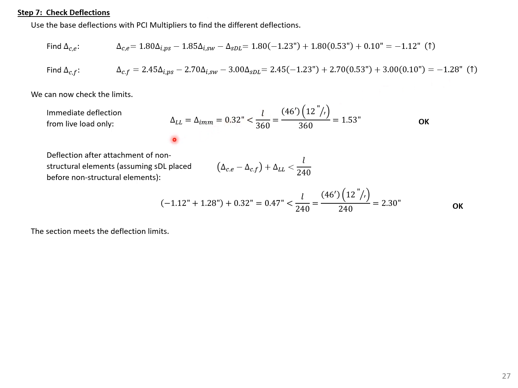And then we can check our code limits. Our live load deflection we found to be 0.32 inches, which is less than L over 360, equal to 1.53 inches, so we're okay with that limit check. For the second one, the deflection after the attachment of non-structural elements, we plug our values into this left equation and find a deflection of 0.47 inches. Compare that to L over 240, which is 2.3 inches, and our deflection is okay there as well. So this section meets all of our deflection limit checks.